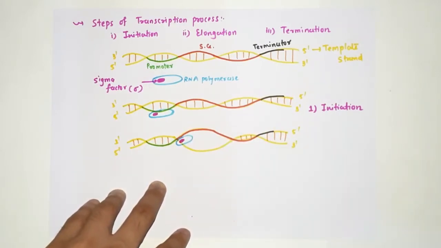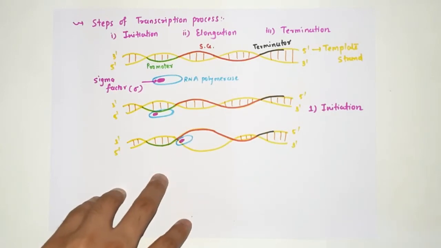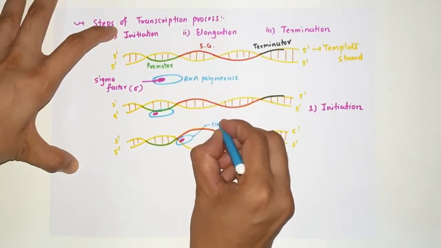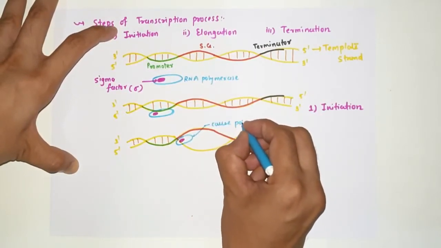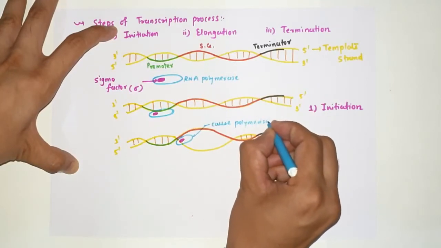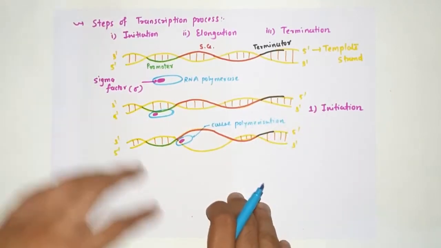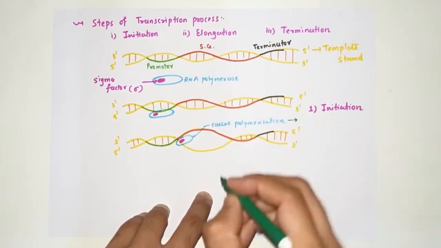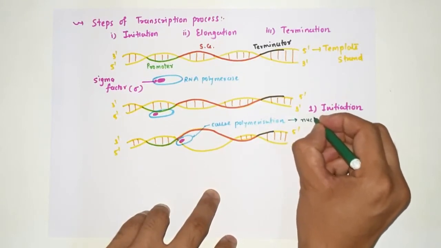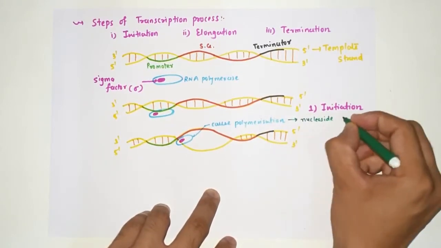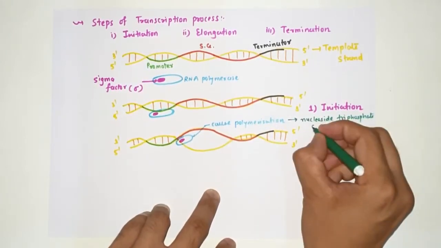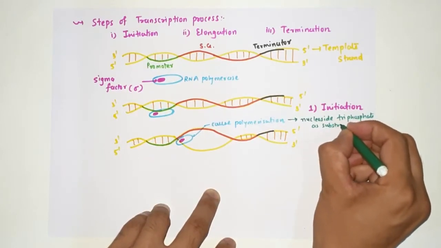And here, at this site, now this enzyme causes which reaction? Polymerization. And for the polymerization reaction, this RNA polymerase mainly uses nucleoside triphosphate as substrate.